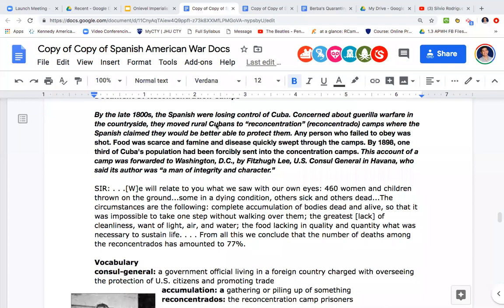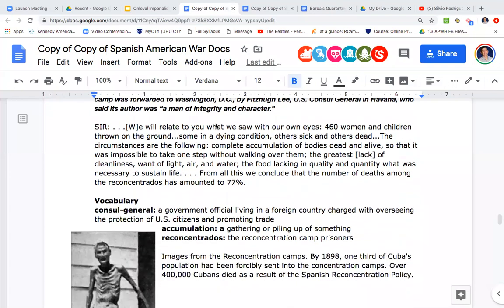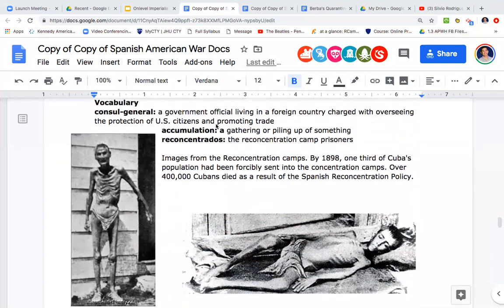From all this, we conclude that the number of deaths among the reconcentrados amounted to 77%. And here is a photo of that. So I want you to go ahead and, using this document, just briefly write in the chat box why this might be a reason for us to go to war with Spain. And going to war would then, of course, lead us to imperialism. So go for it. I'll give you about a minute and a half.